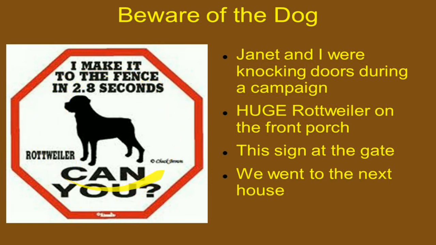So I make it to the fans in 2.8 seconds. Janet and I were knocking doors during the campaigning. Use a road rail on the front porch and these signs at the gate. We went to the next house.